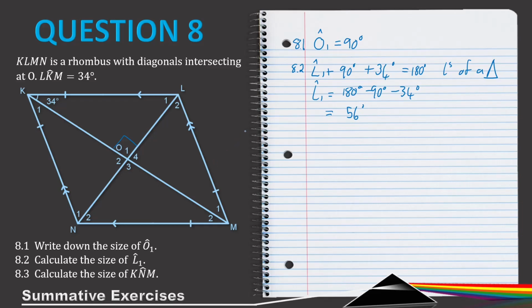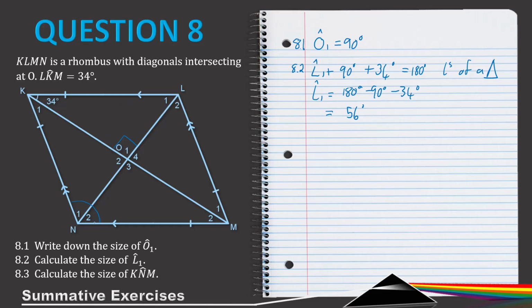Okay, next 8.3, calculate the size of KNM. So KNM, this means this is this entire angle over here. All right, now what we can do is we can calculate the two smaller adjacent angles separately, and then just add them together. Now let's start with N1. First thing we can see is there's this triangle over here, and this triangle would obviously be an isosceles triangle because all four sides are equal. So that means that these two angles are equal to each other, which means it's equal to L1. Okay, so N1 is equal to L1.